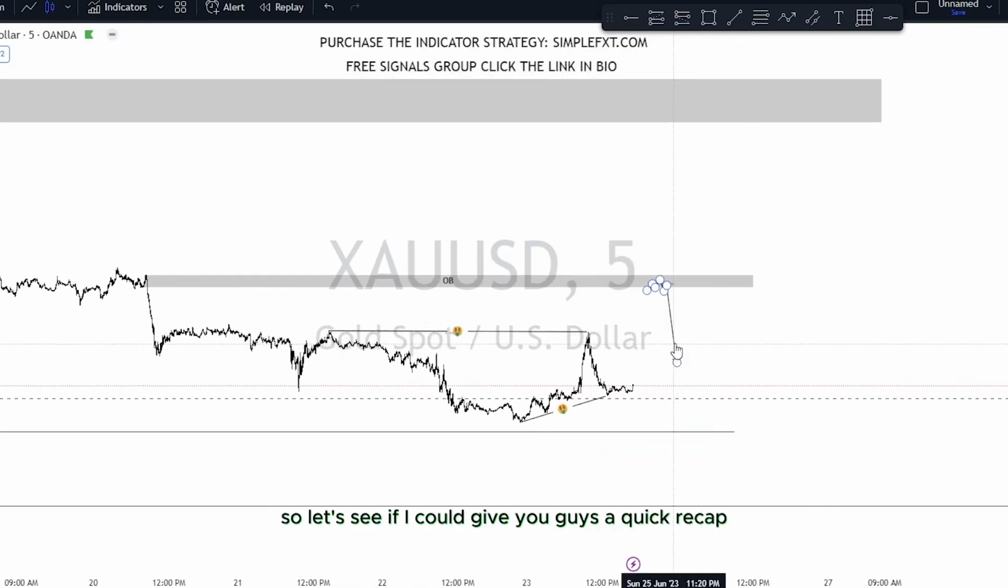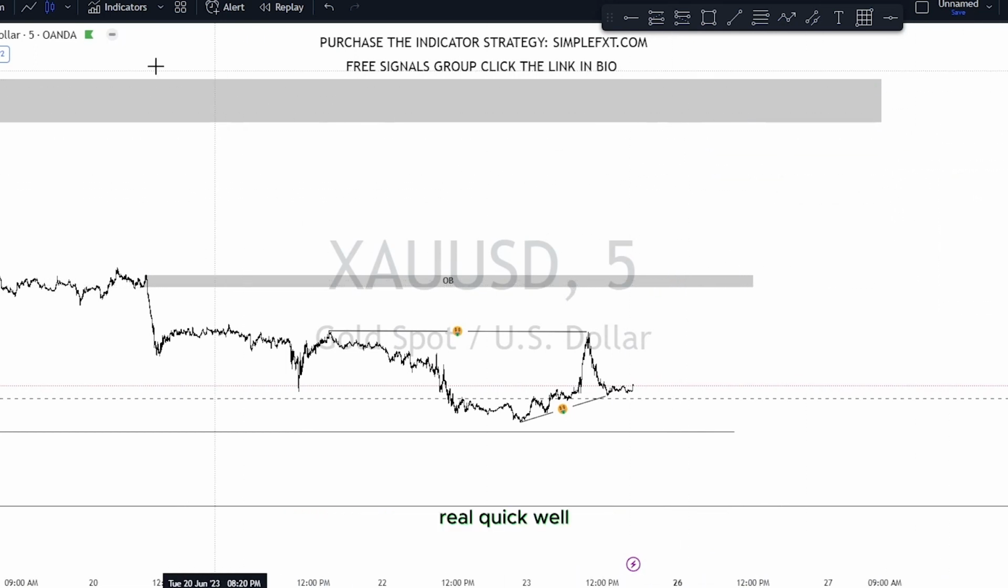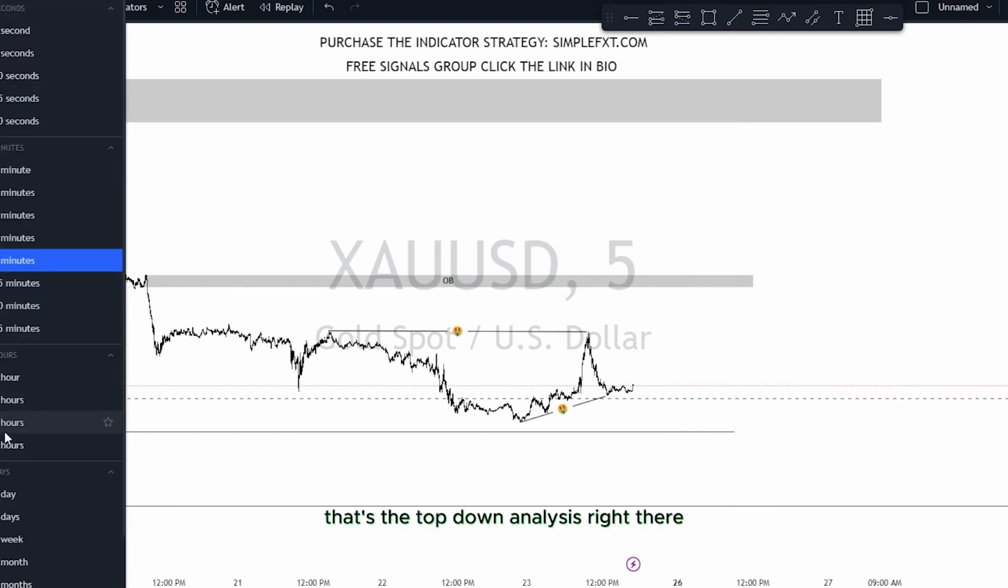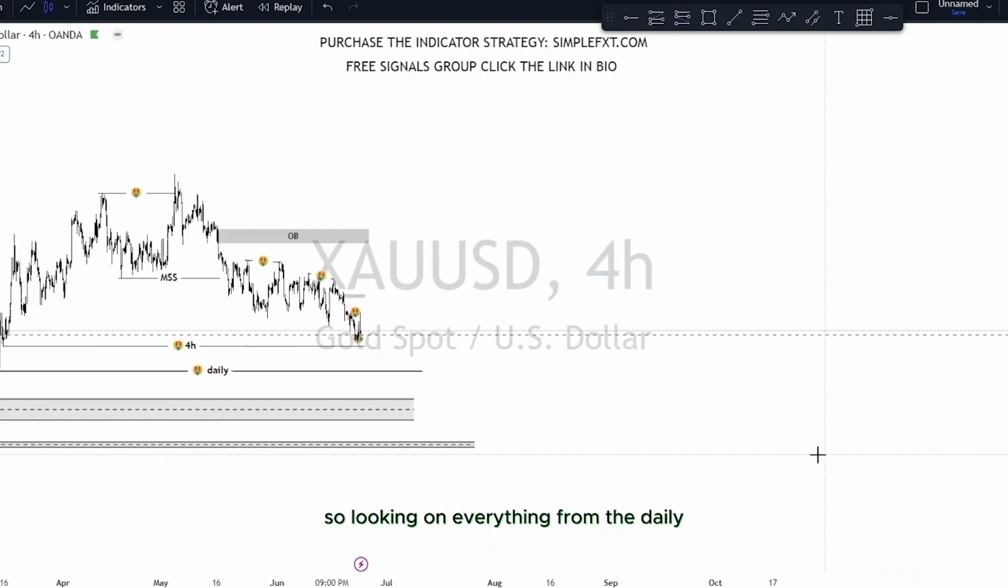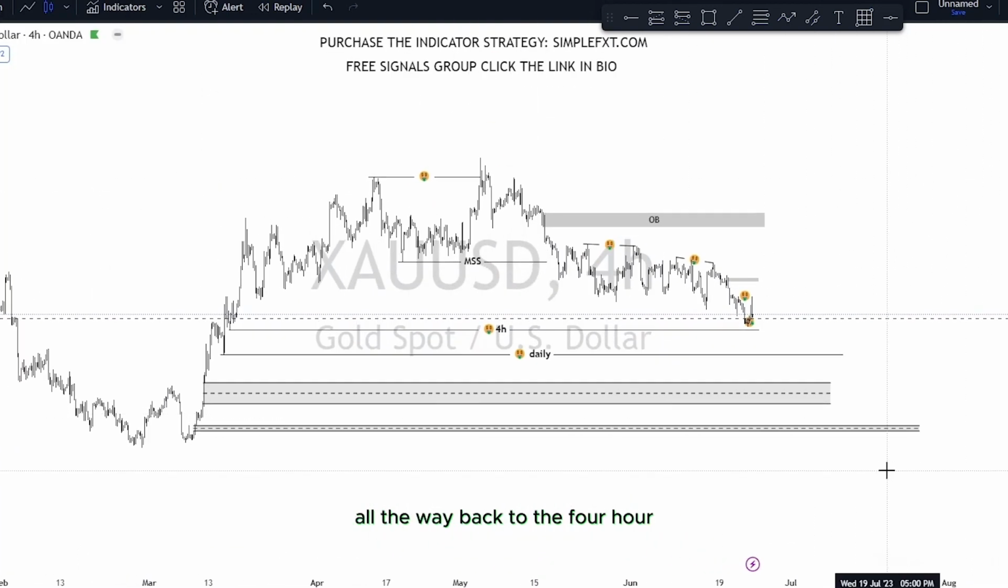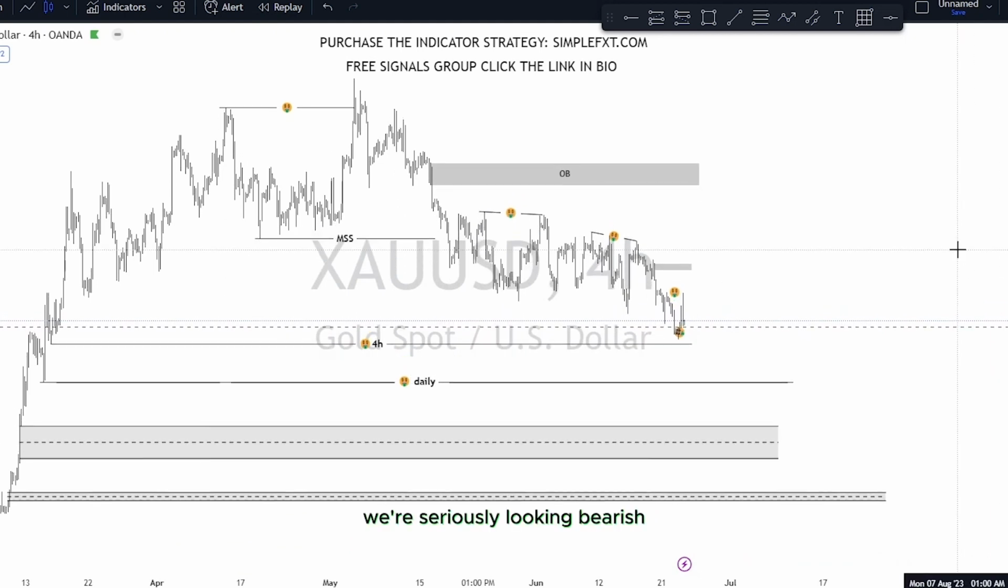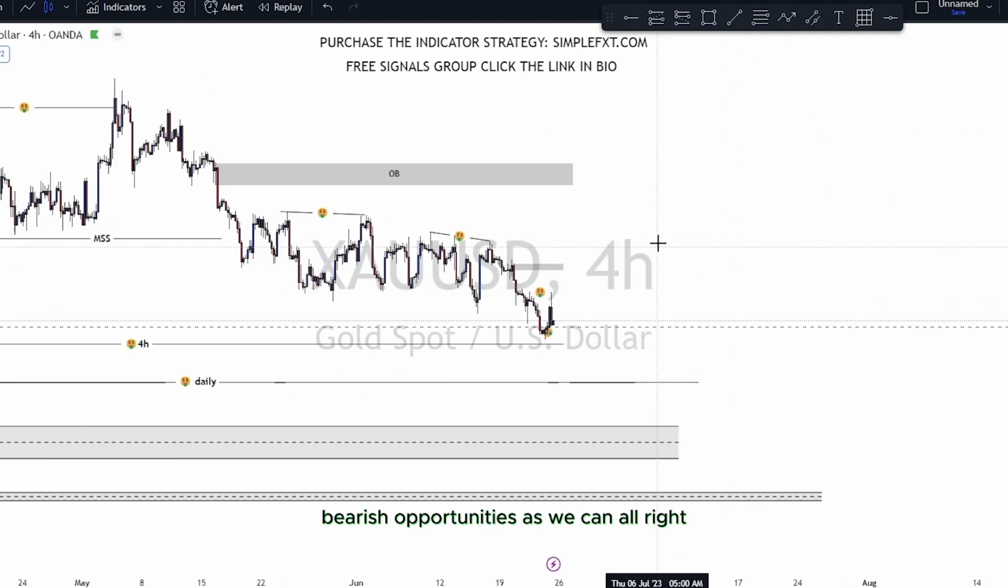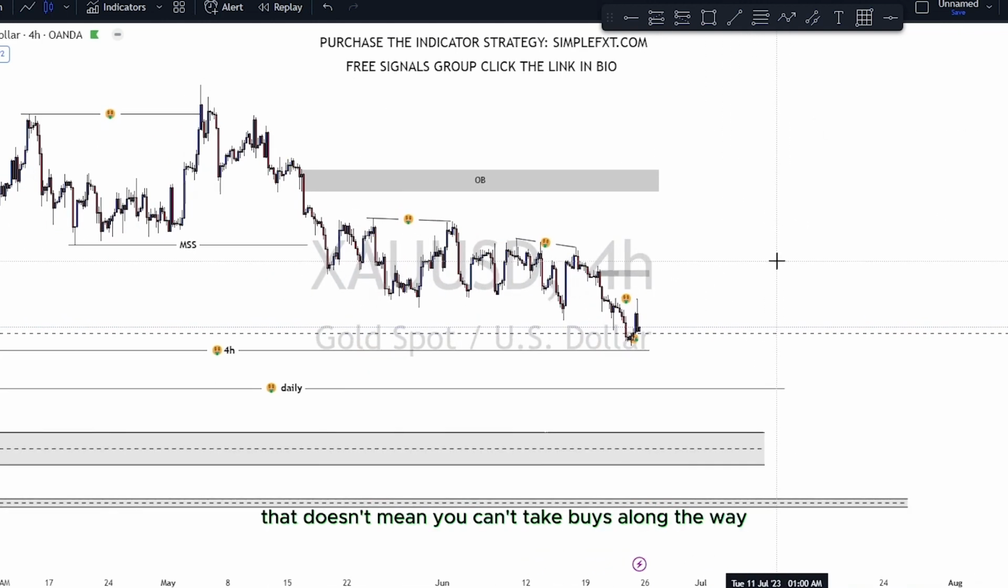So let's see if I could give you guys a quick recap real quick. But that's the top down analysis right there. So looking at everything from the daily all the way back to the 4-hour, we're seriously looking bearish. So we want to find as many bearish opportunities as we can. All right, that doesn't mean you can't take buys along the way, but you want to find as many bearish opportunities as you can to maximize the trend. All right, but you just got to be patient and just look out for all these areas.